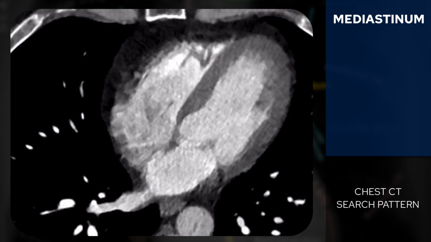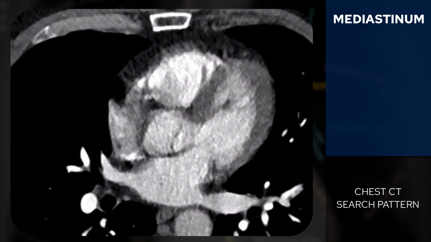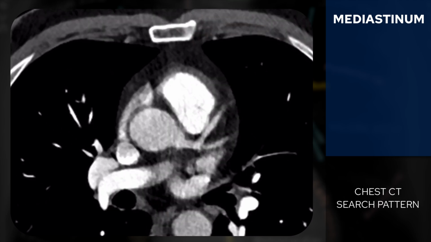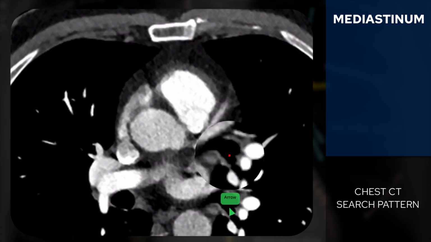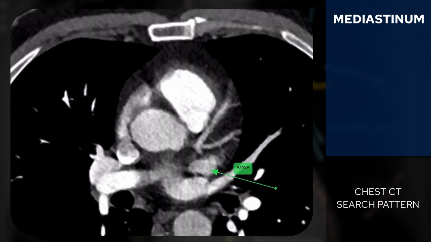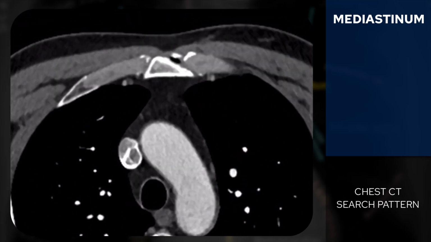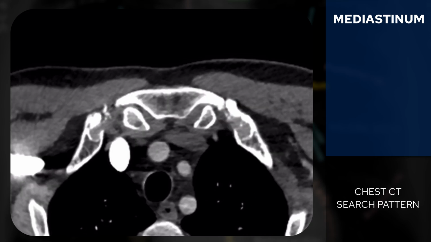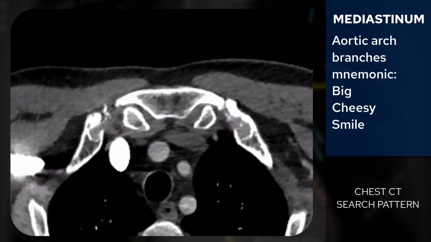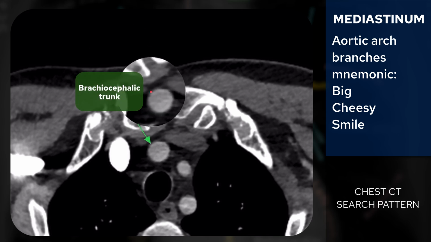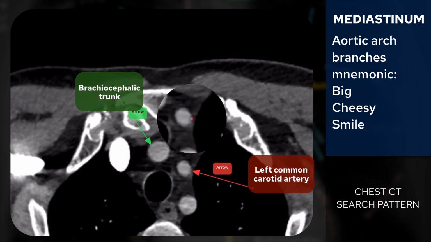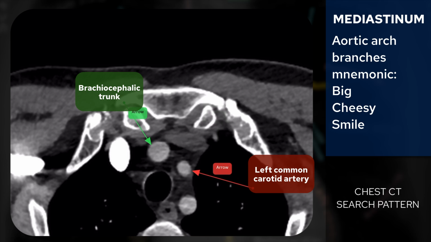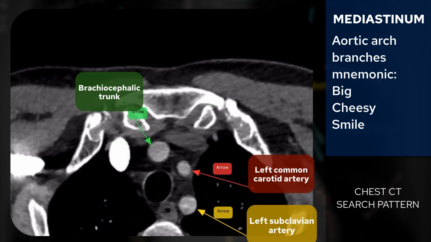So left ventricle, we're going to follow through to the aorta over here, and then we're going to follow the aorta up. We're going to have a quick look at the coronary arteries. I can see the left main stem coming off here. And we're going to follow the aorta all the way up to the arch. And then further up, I can see the 3 branches of the arch of the aorta. So the mnemonic I like to use for this is big cheesy smile. B for brachiocephalic trunk. C is the left common carotid artery. And S is the left subclavian artery.